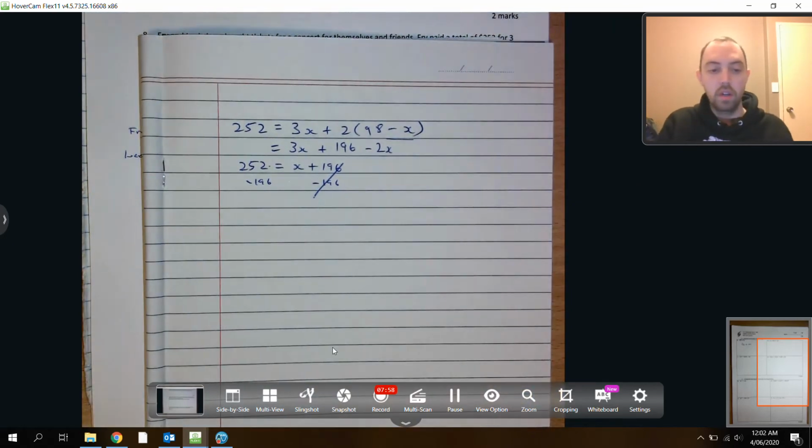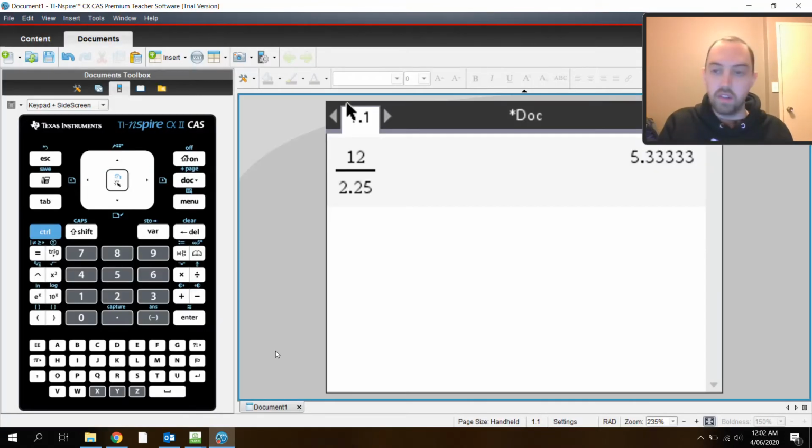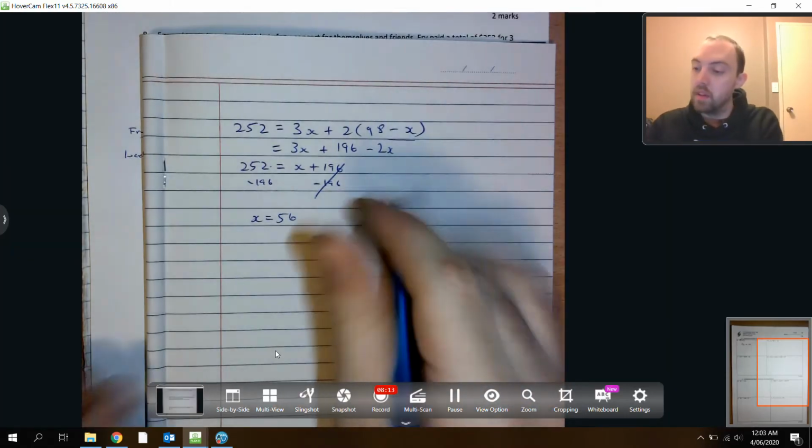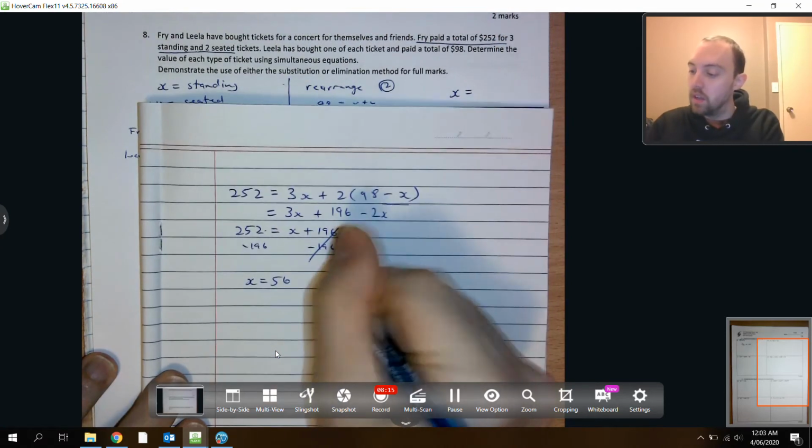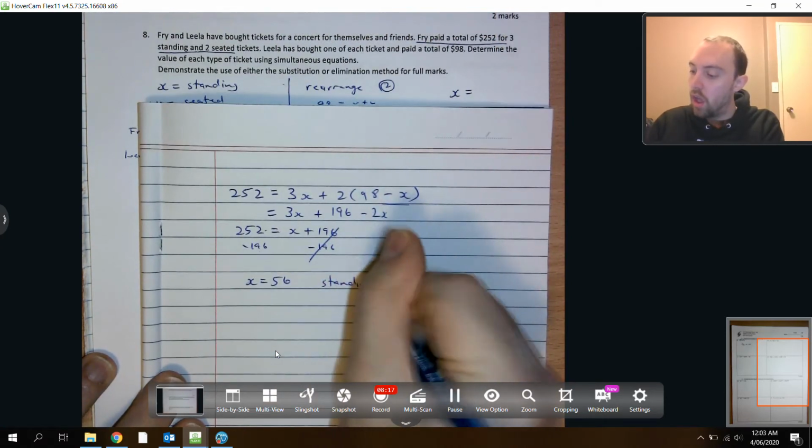We could probably do this, I think it's 56, but just to make sure, I've got a calculator there, I may as well use it. Alright, x is equal to 56. Now remember that this is for the standing.